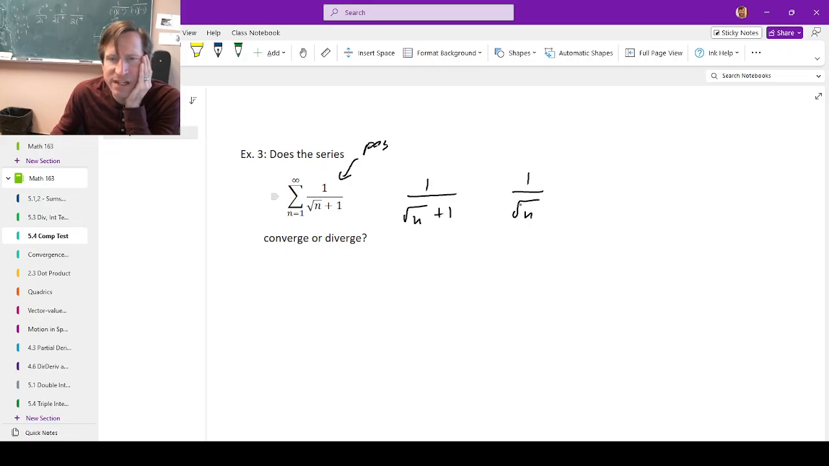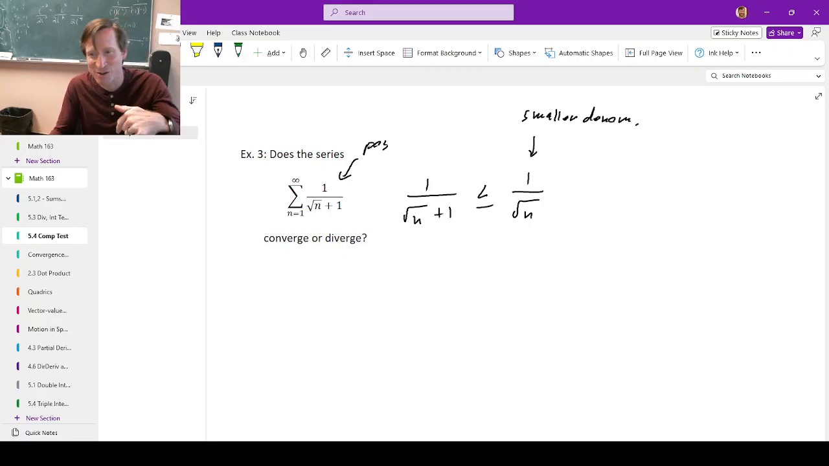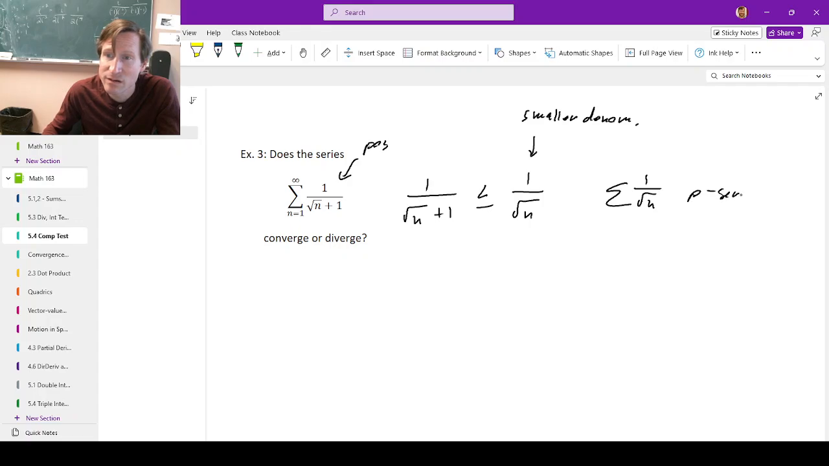1 over the square root of n is bigger than 1 over square root of n plus 1, because the denominator is smaller, right? The fraction with the smaller denominator is the bigger fraction. A smaller denominator makes the fraction bigger. Okay? So we're comparing 1 over square root of n plus 1 to 1 over square root of n. So what is the convergence of 1 over the square root of n? Well, this is a p-series with p equals a half, because of the square root, and that's less than 1, and so this diverges.